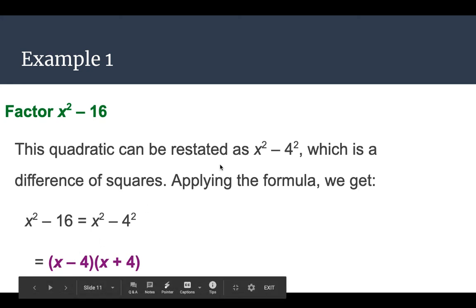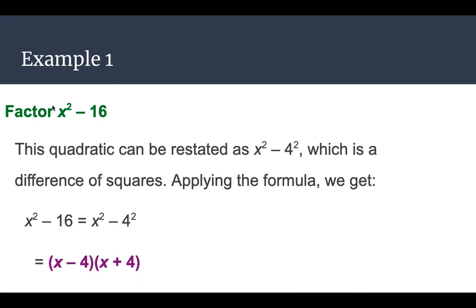I like these a lot better than the perfect square trinomials. They're much easier to recognize. If you have two numbers that are perfect squares, separated by a negative sign, there's a good chance it's going to be a difference of squares. So let's do another one.